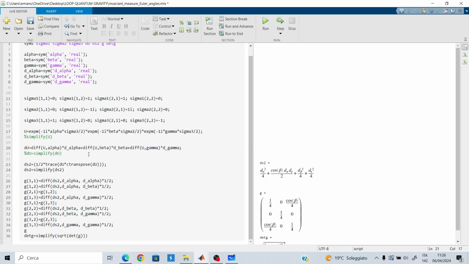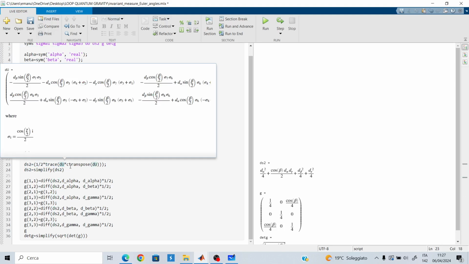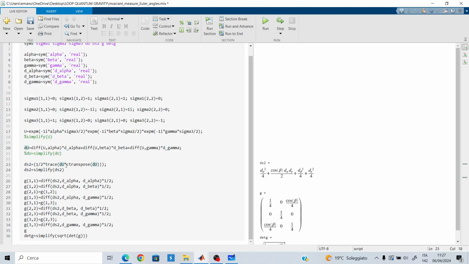multiplied by d gamma. Here I define ds squared to be 1/2 the trace of the differential of u multiplied by the complex conjugate transpose, ctranspose, which is a function in MATLAB that does that, of du. So this is du dagger. This quantity here that I'm highlighting is du dagger. And here I use the function simplify to do the calculations and simplify the expression.